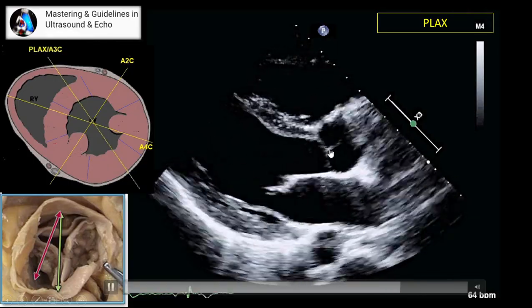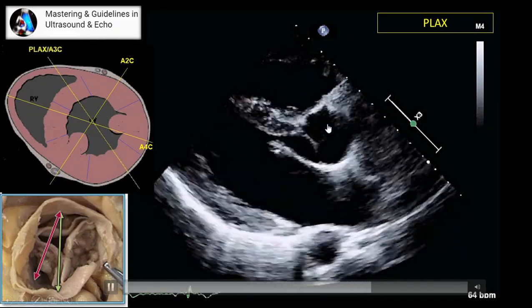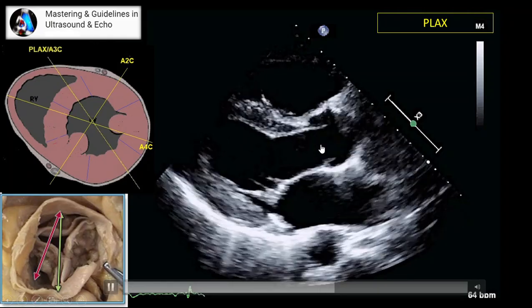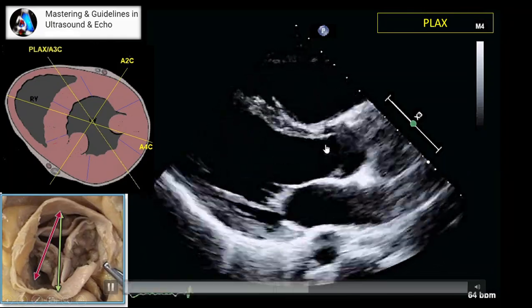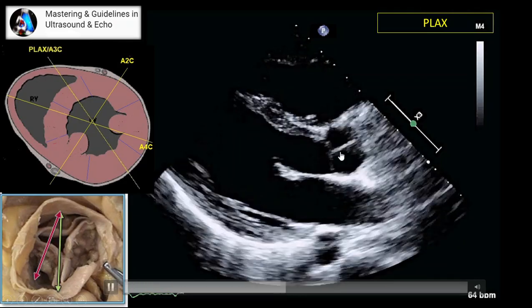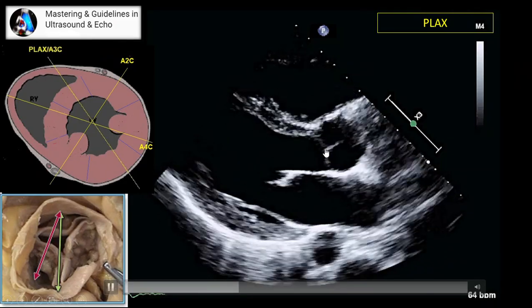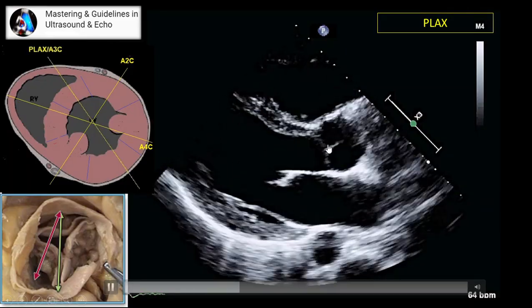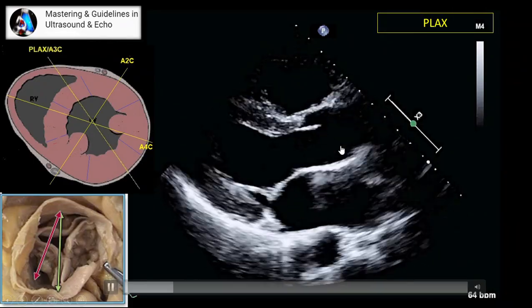And another criterion that shows us we are in the right image, that we have a correct PLAX view, is that the coaptation of the aortic cusps is central. In other words, we have concentric coaptation or closing of the aortic cusps. The line where these two cusps contact each other is at the center of the aorta.